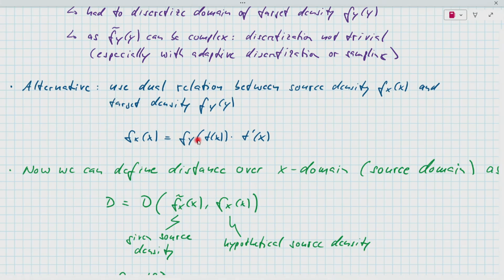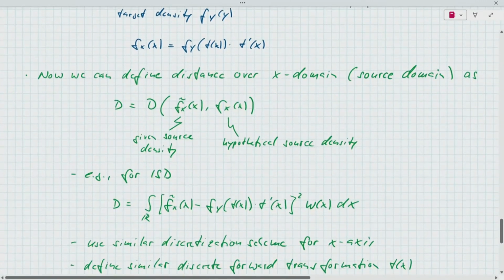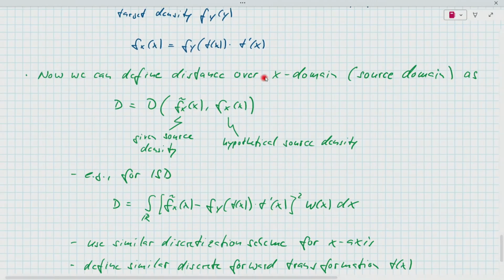So this is just the reverse direction. Now, I in fact map from f_Y to f_X, which is not a problem, as you can see. These mappings are all reversible. But what we can do now is define a distance in the x domain, which might be much, much simpler. So this is the source domain that we use here. So we have this distance measure, and now we compare it over the x densities. So this would be the given density, with a tilde.